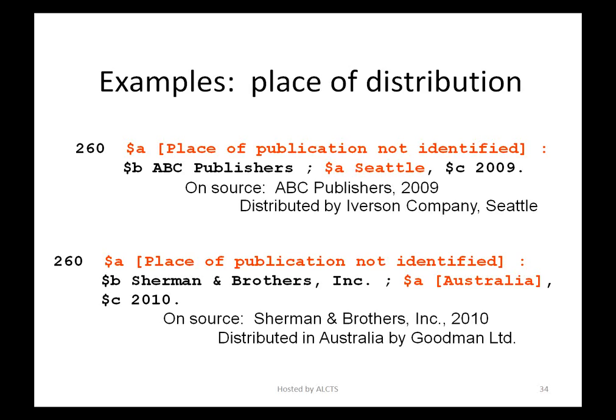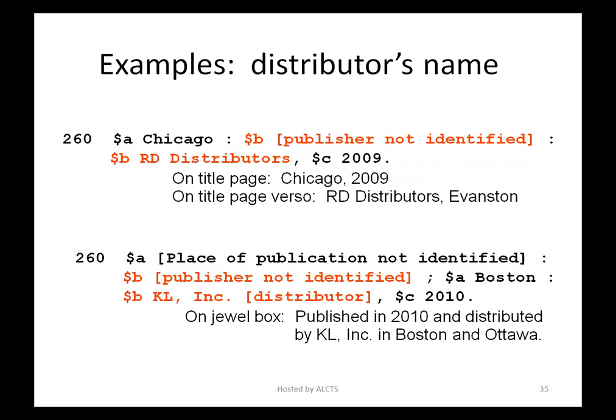Here's an example showing when the distributor's name has to be recorded. So on the title page we have place of publication and a year, but no publisher. On the verso we have the name of a distributor and the place of the distributor. And according to RDA, you would record the place of publication, then you would have to record that publisher is not identified, and because of that, if you know the name of the distributor, it becomes a core element. So we must record the distributor, but because we had the place of the publisher, Evanston is not required by RDA to be recorded. It's not a core element for distribution place in this case.